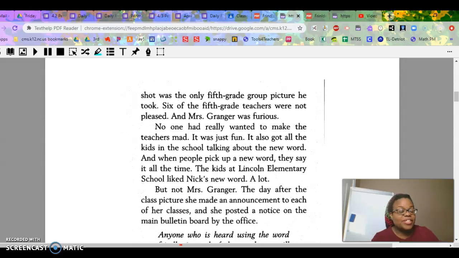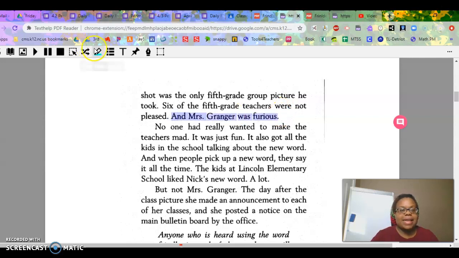So that shot, the shot where everyone says Frindle, that was the only 5th grade group picture he took. Several of the 5th grade teachers were not pleased, and Mrs. Granger was furious.